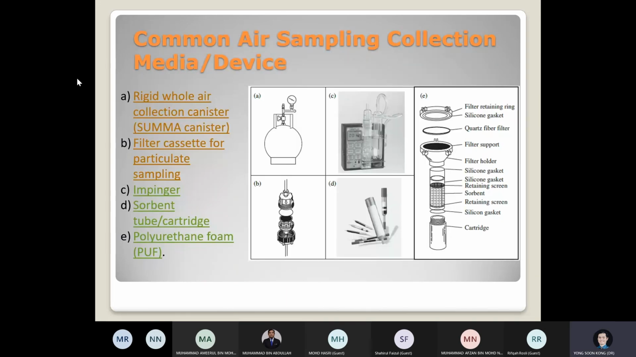Other things involved in air sampling include the rigid whole air collection canister, or SUMA canister. The diagram shows a stainless steel device which is initially pumped out of air. So initially, this SUMA canister is vacuum inside. You bring it to the site, turn the valve, and allow air to slowly go in. And as you can see here, you have a barometer that shows you the pressure inside this SUMA canister.